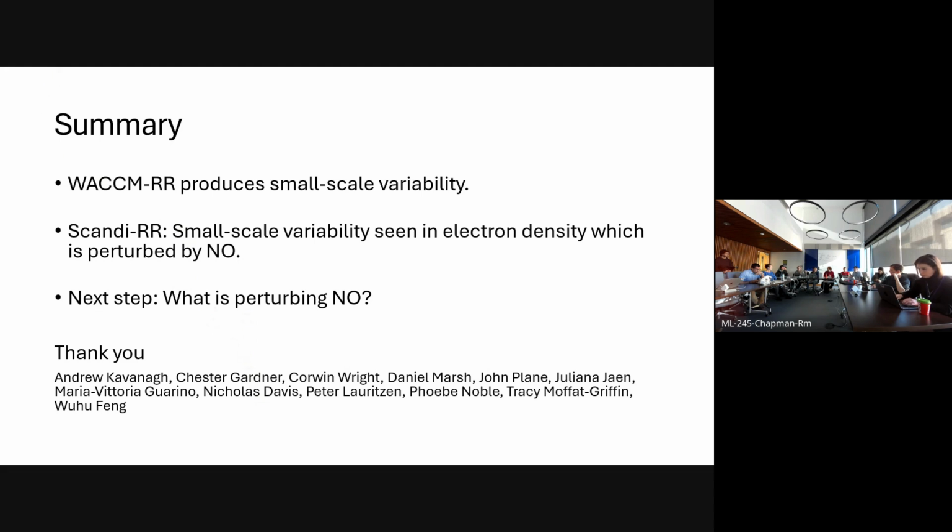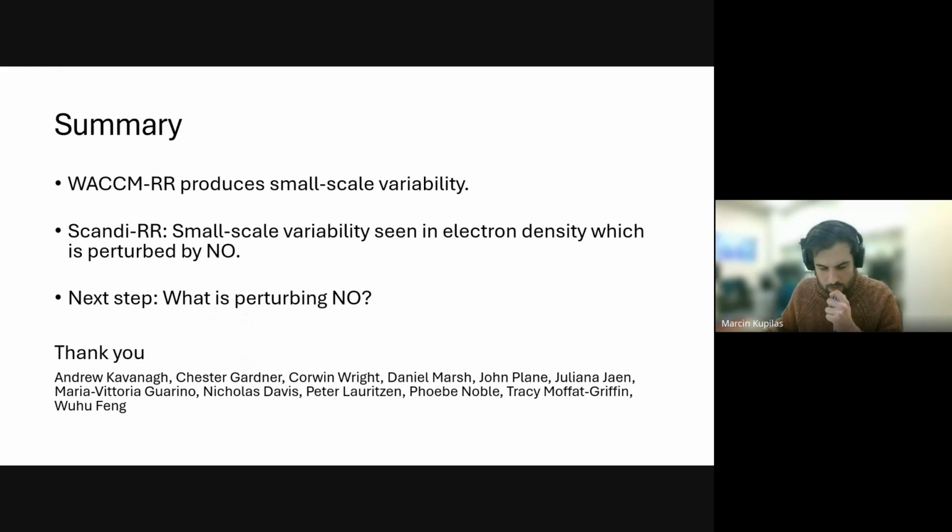Hey, Martin, I have a question. Because you showed the electron density at 80 and 95, I was wondering, when EISCAT 3D is up and running, will it measure wind in that altitude range, or is it only electron density there?